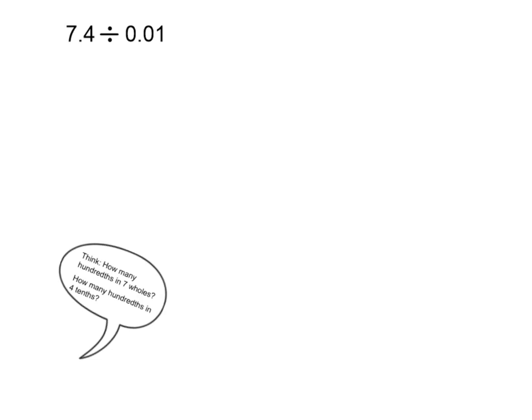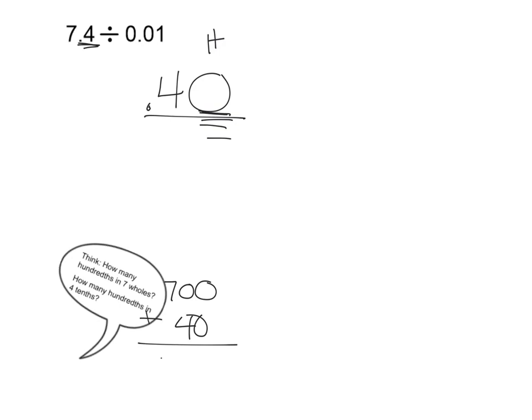What if I had 7 and 4/10 divided by 1/100th? So we said there were 700 hundredths in 7 wholes, and how many hundredths are in 4/10? Well, think about it. 4/10 equals how many hundredths? A lot of you should know this. The hundredths place would be 40. So 700 plus 40 is 740. So 7 and 4/10 divided by 1/100th equals 740.